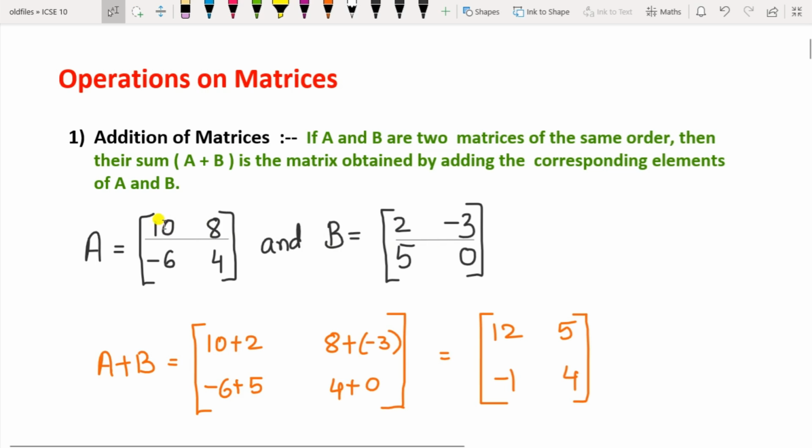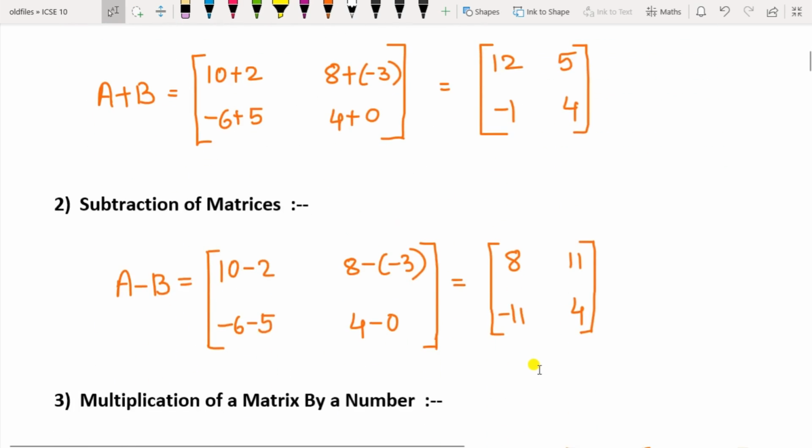So you have to add the corresponding elements. Here 2 corresponds to 10, minus 3 corresponds to 8. You have to add the corresponding elements of the two matrices. 10 plus 2 is 12. Then 8 plus minus 3 is 5. Minus 6 plus 4, plus minus becomes minus, it is minus 2. 4 plus 0 is 4. This way you have to add the corresponding elements.